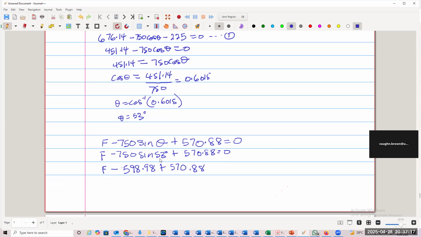Sine 53. Let's check back that. So that's 0.77 times 750. I'm checking just to ensure that we didn't do a wrong substitution, right? Okay. The values are looking a bit close though. Anyway, so this is what we're getting. You can all check back that answer for me, please. The difference between these two, they're looking a bit close.